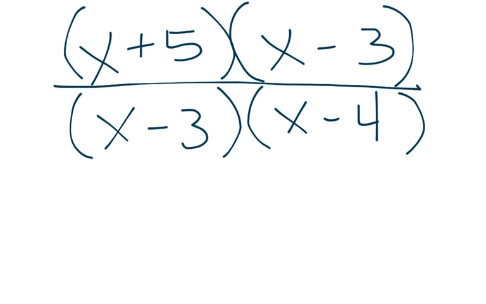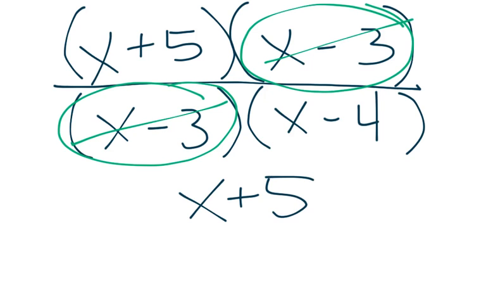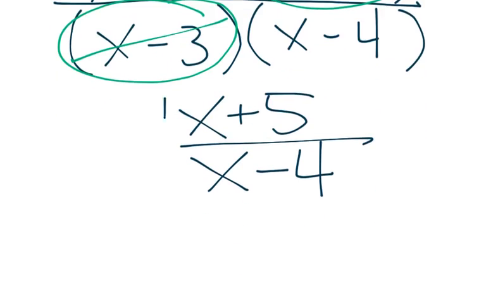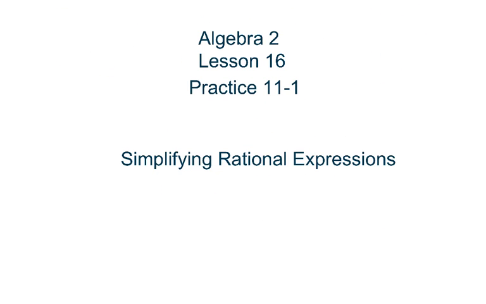So if you look at this fraction, we have x minus 3 and x minus 3 on the top and bottom, which means we can cancel this out. So that means that our answer is going to be x plus 5 over x minus 4. And this is our final answer. And that is it for simplifying rational expressions.